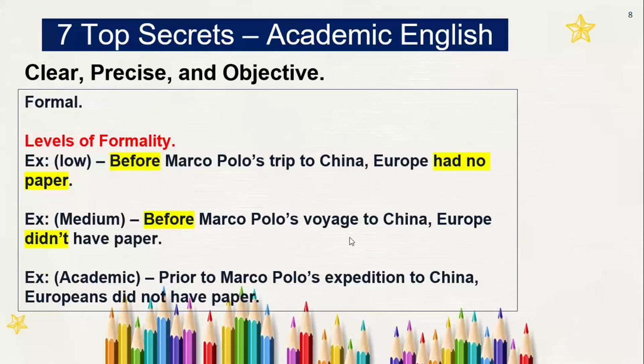Here's medium formality. Before Marco Polo's voyage to China, so notice the upgrade in the vocabulary, Europe didn't have paper. So we went from had no to didn't, but we still have a contraction. And let's look at academic English. Prior to Marco Polo's expedition to China, now notice a higher level of English used for trip and for voyage, expedition. Europeans did not have paper. So the contraction goes away and we have to spell out the contraction. This is an example of good academic English.